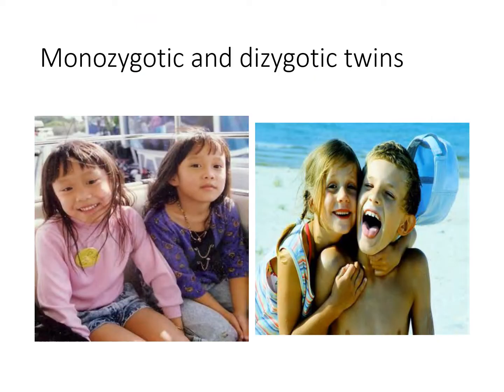And on the left-hand side, you see an image of two young girls. These are identical or monozygotic twins, mono meaning one and zygotic meaning zygote or fertilized egg. And then on the right-hand side, we see dizygotic twins. And so, of course, this is an example of a boy and a girl. You could have two girls, two boys, but they're genetically unique individuals.